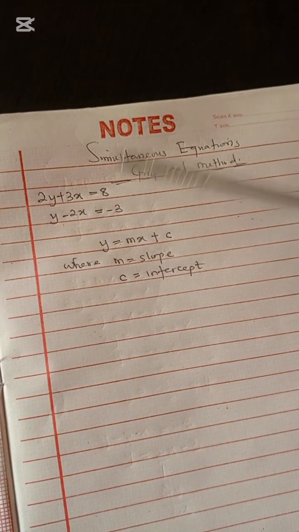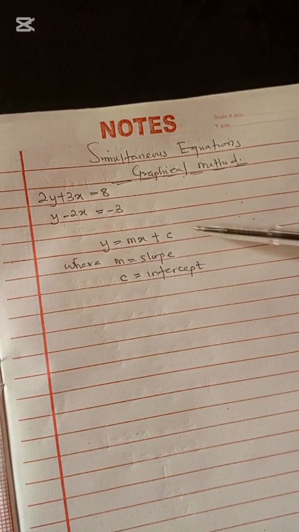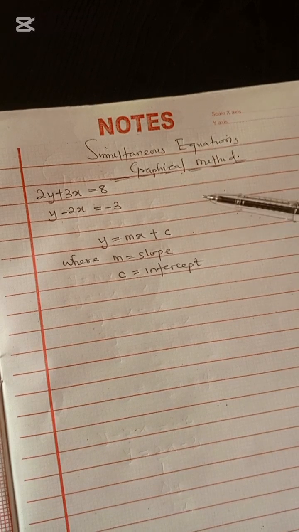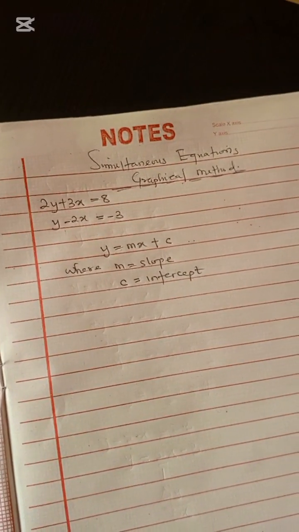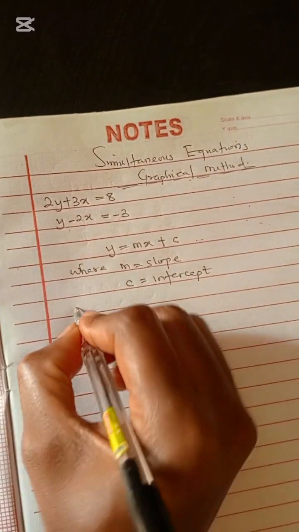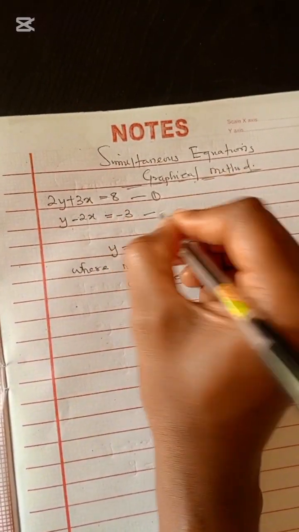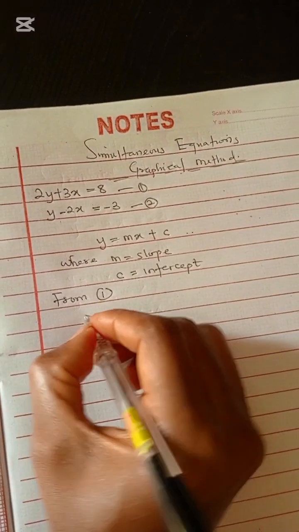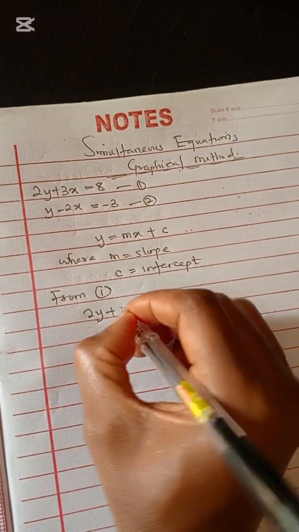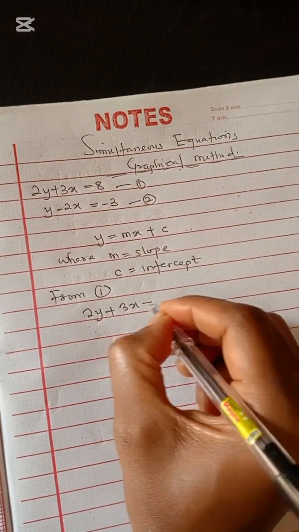What you have to do is to write the equations in the form of the equation of a line. So we're going to write these two equations in this form so that we can plot our graph. We'll start with the first equation. Okay, let me number our equations. From 1, we have 2y plus 3x equals 8.